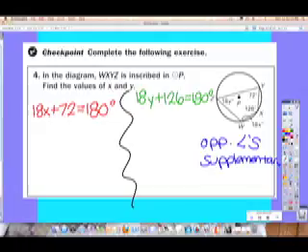Help me out. What did you get for x? 6. Did I do that right? Yeah. Okay, so x is 6. What did you get for y? 3? How many got that way before? Still on the board. You okay with that concept? Okay.